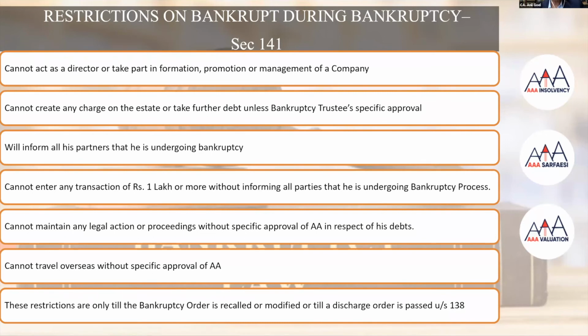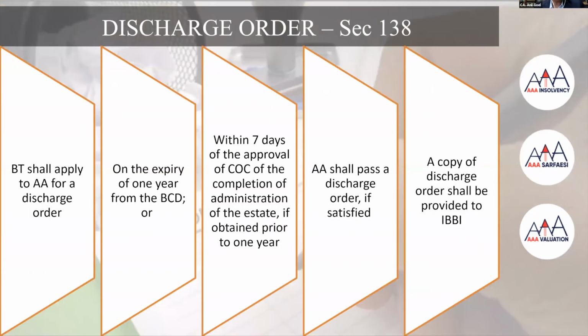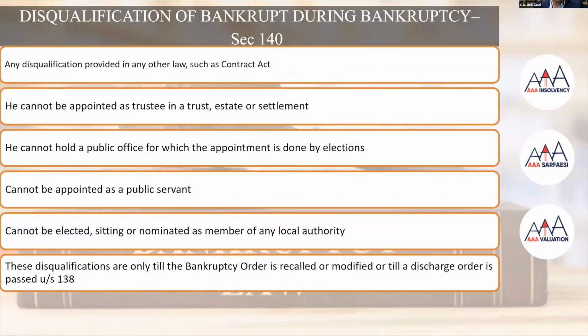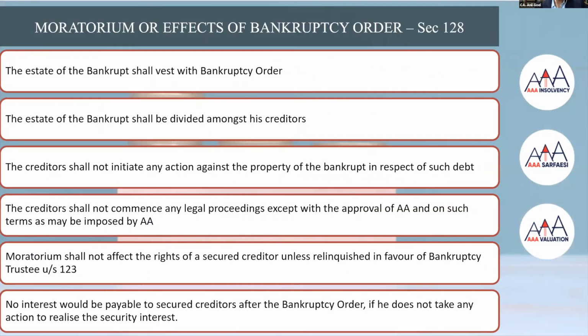He cannot travel overseas without specific approval of the adjudicating authority. This is something which is a little harsh. Any person who is undergoing a bankruptcy process will not be able to travel overseas. These restrictions are only till the bankruptcy order is recalled or modified. That's what we've already seen. This little bit of bankruptcy is an important part, so I thought I should share it with you. The effect of discharge we've already done.